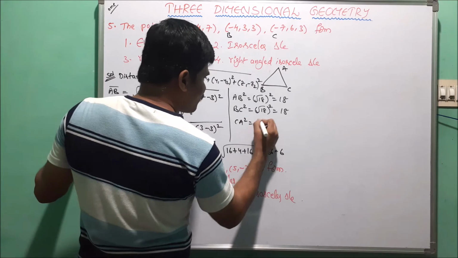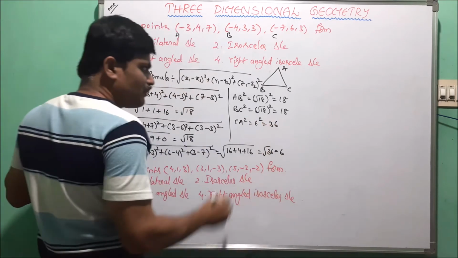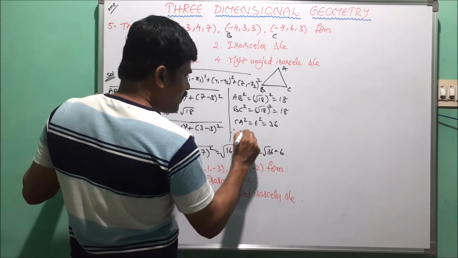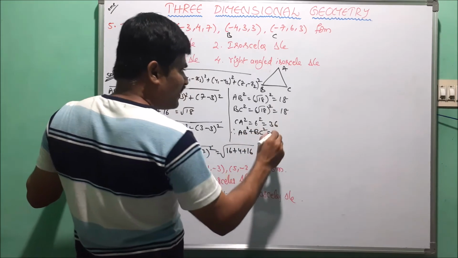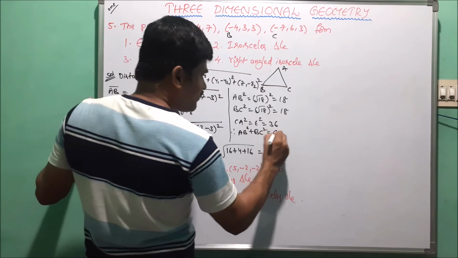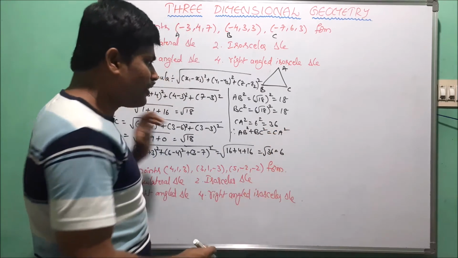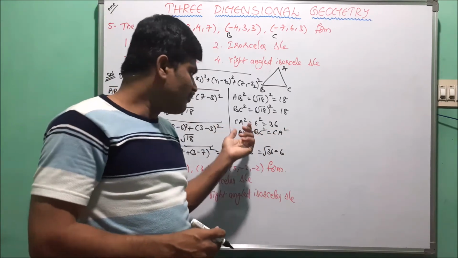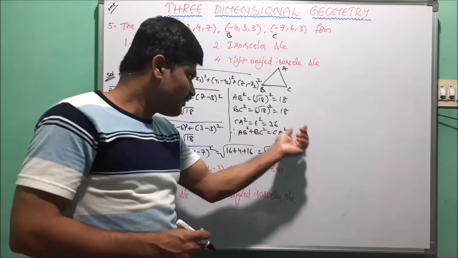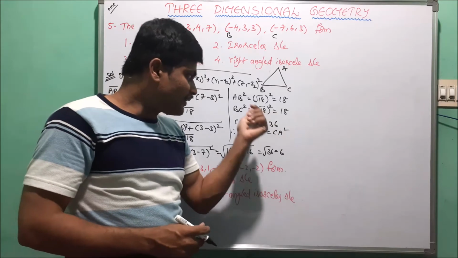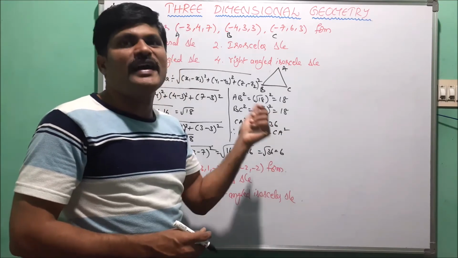CA square means 6 square, that equals 36. That means here we write AB square plus BC square equals 18 plus 18, that equals 36. That means CA square. So here clearly we have to observe the sum of squares of two sides equals the square of the third side. That means this is the Pythagoras formula for a right angle triangle.